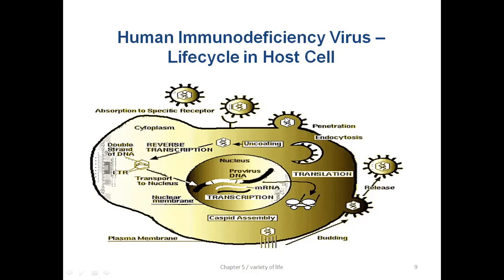Penetration का मतलब अंदर जाना शुरू हो जाता है. When it goes inside, it uncoats itself. It breaks off the shield. It breaks off the protein cover that is present, by endocytosis. It uncoats, and after it uncoats itself, this RNA is going to be worked on by the reverse transcription enzyme, reverse transcriptase, and it is going to be converted into a double-stranded DNA.